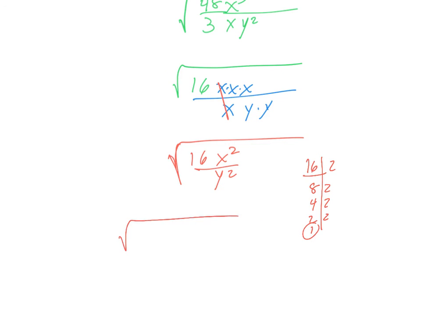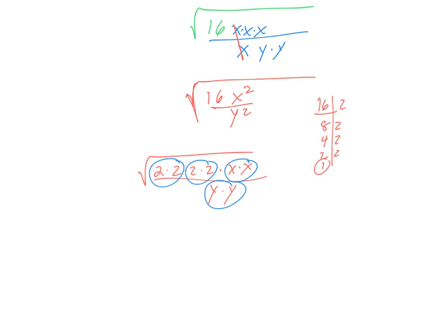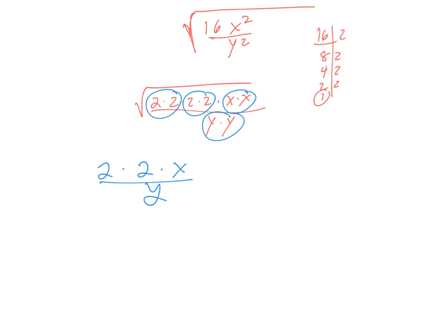I can break down this root then into 2 times 2 times 2 times 2 times x over y times y. That means that I can take out a pair of 2's here, another pair, a pair of x's, and a pair of y's. So I can take everything out once. I can take out a 2, an x, and then divided by y. So my answer is 4x over y.